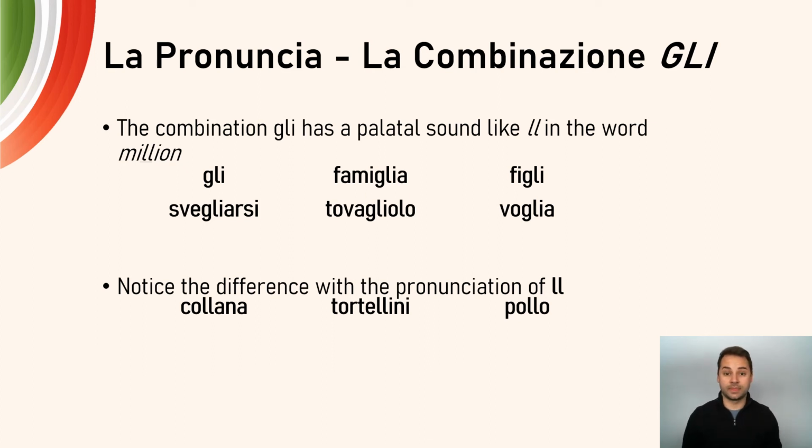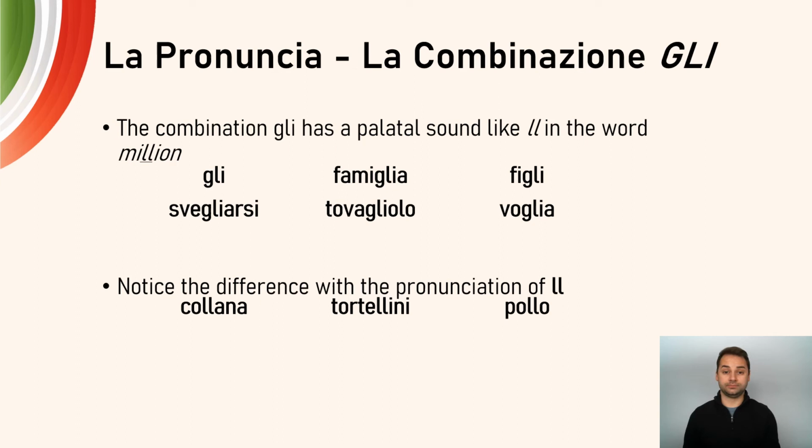Li, famiglia, figli, svegliarsi, tovagliolo, voglia. It's important to know that with this combination, the G is not pronounced very sharp, hard, or soft. It's in that combination with the LI there to make that sound like million.